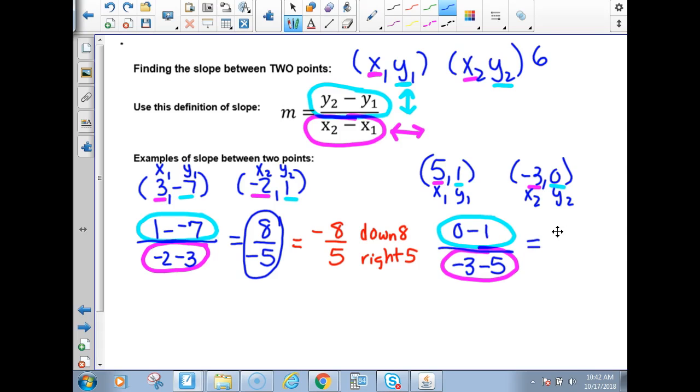0 minus 1 would be -1. -3 minus 5 would be -8. Now I wanted to do this on purpose and get a negative over a negative, because we should simplify that to +1/8. Right? And that's going to mean up 1, right 8.